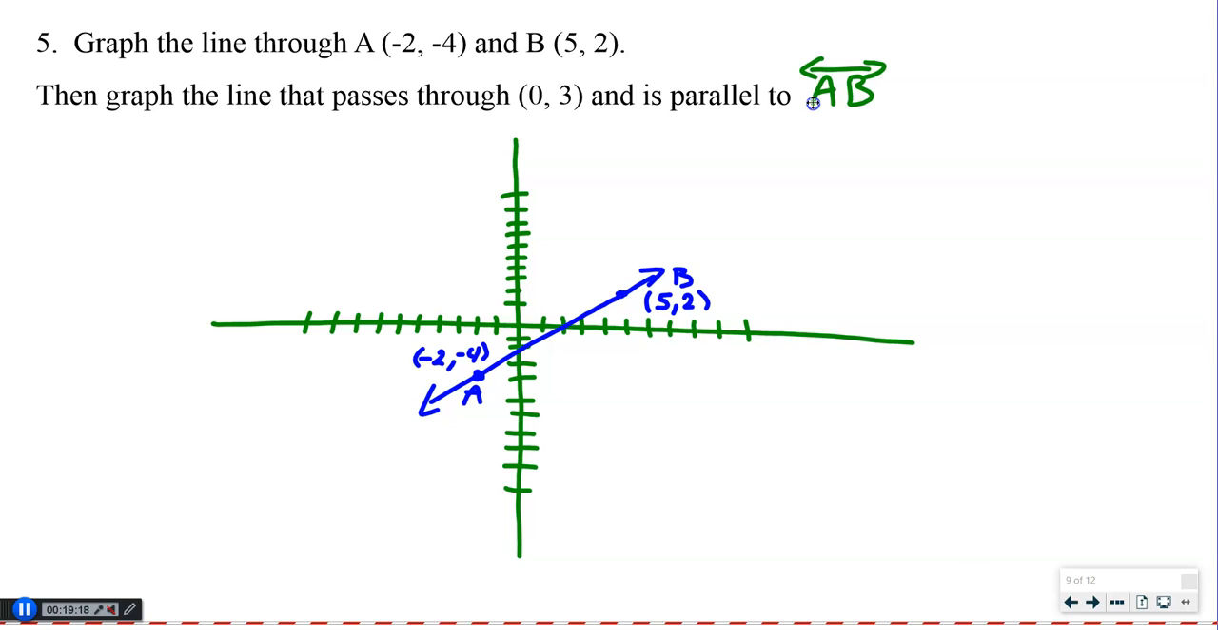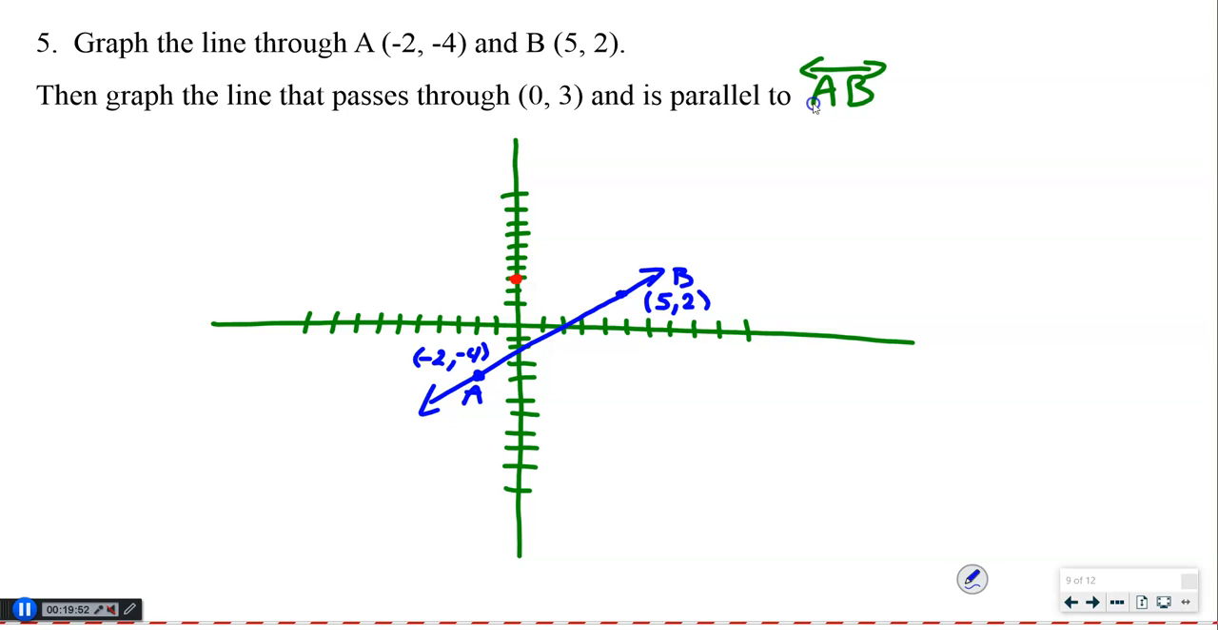Next, we need to graph a line that passes through 0, 3. So starting at 0, I go up 3. So we need a line that passes through that red dot and is parallel to AB. So how do we know how to make a line parallel? We need to know the slope of the line we want it to be parallel to. They need to have the same slope. So we need to look at our blue line and find the slope of that.